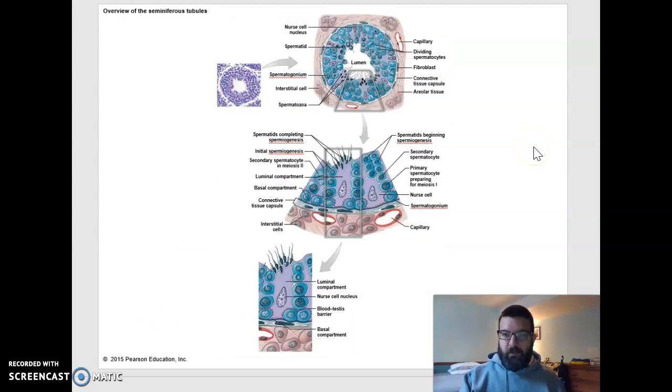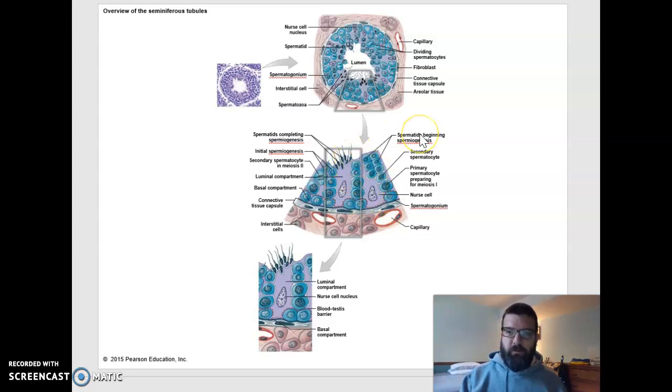So this is an animation of a seminiferous tubule, which makes it a little bit easier to see what's going on here. So again, our spermatogonia are on the outside, and as we go further along in the process of spermatogenesis, these cells will be further toward the inside, and these are spermatids that are ready to undergo spermiogenesis, and these are completing spermiogenesis, at which time they will pop into the lumen and float away to the epididymis, where they will finish maturing.